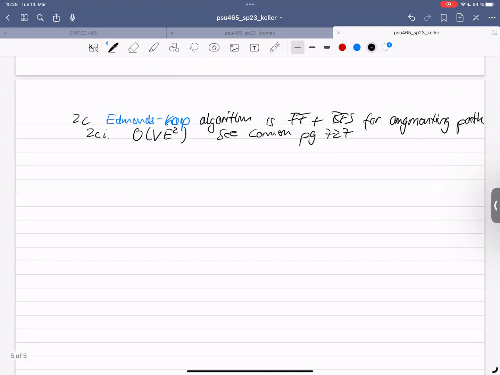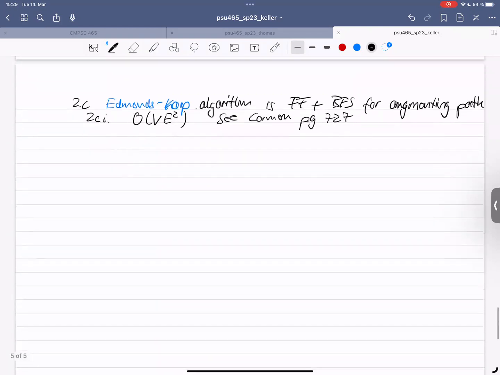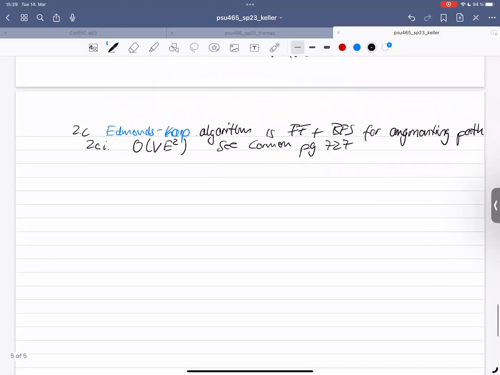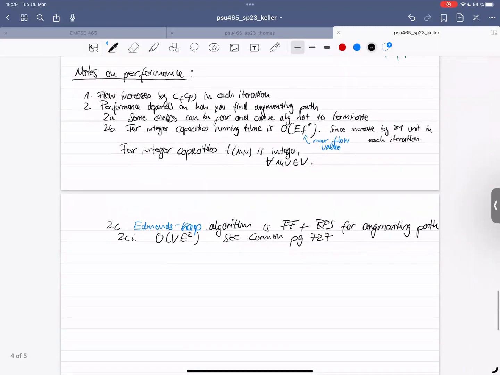But for now, the only thing to know is there is an alternative. You don't have to rely on an algorithm that depends on the value of the maximum flow, but really only on your input graph. The only thing you have to do for this is always find the shortest path in your augmenting path using, for example, BFS. Okay, so that's the running time.